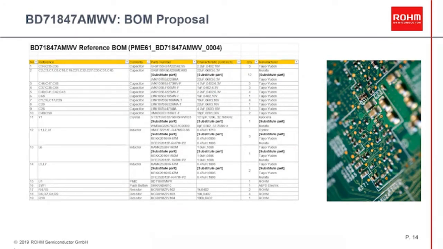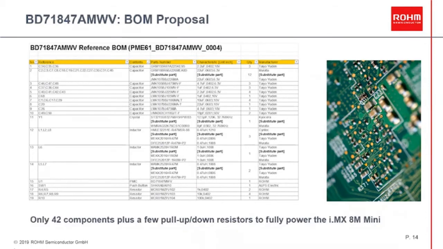Let's have a look at the total bill of material. No, we are not going through this list. The message is that the bill of material includes just 42 components and roughly a handful of pull-up and pull-down resistors to power up such an NXP SoC. That's all with 13 rails.